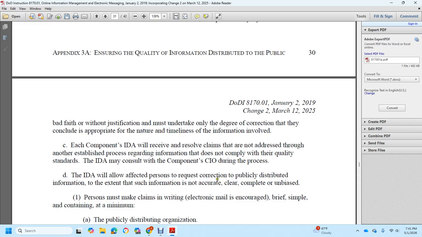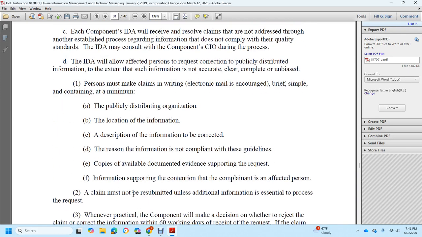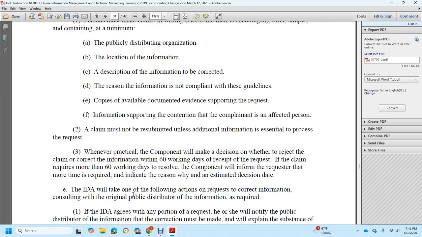The person must submit the claim in writing; electronic mail is encouraged. It should be brief and simple, and contain at a minimum the public distribution, organization, and location of the information, a description of the information, the reason the information is not compliant with the guidelines, copies of any documentary evidence supporting the request, and information supporting the contention of the affected person. The claim must be resubmitted unless additional information is essential for processing the request.